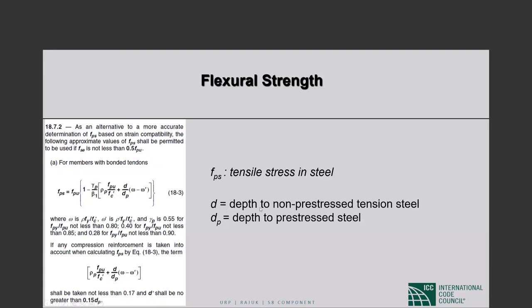So this is interesting: there are two depths you need to consider in pre-stressed concrete design. One is the usual d, which is the effective depth to the non-pre-stressed tension steel, and dp, which is the depth of the pre-stressed steel. So they may be different. For example, if I have a stirrup, or additional reinforcement, this is the d to use. And if I'm going to the effective depth of the pre-stressing steel, I use dp. So there's a little bit of difference here between reinforced concrete design and pre-stressed concrete design.